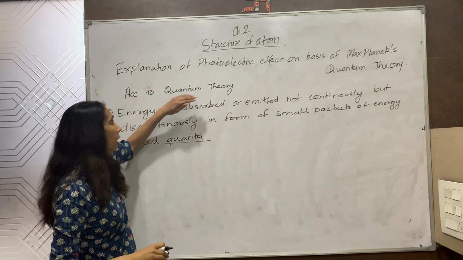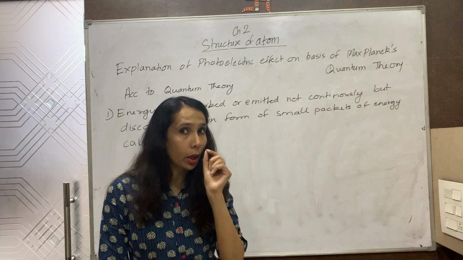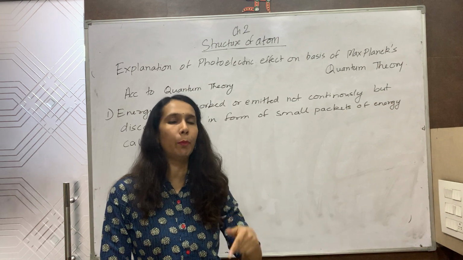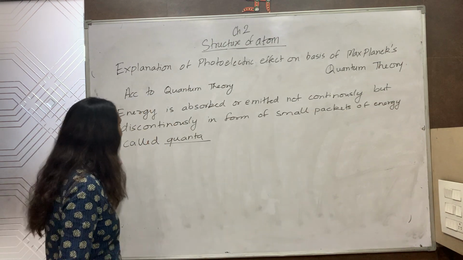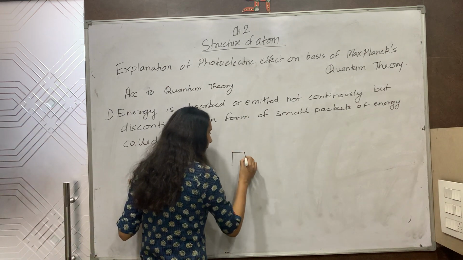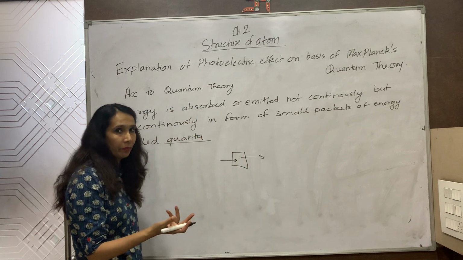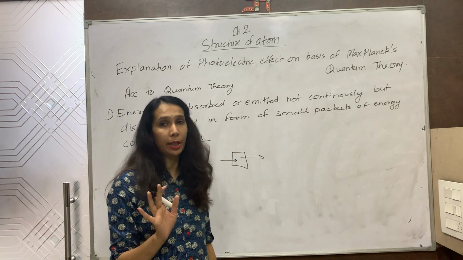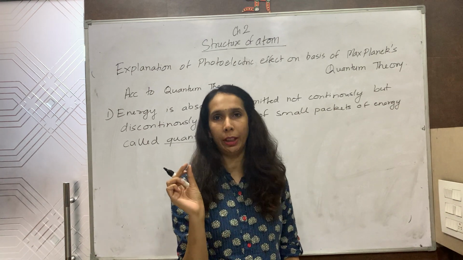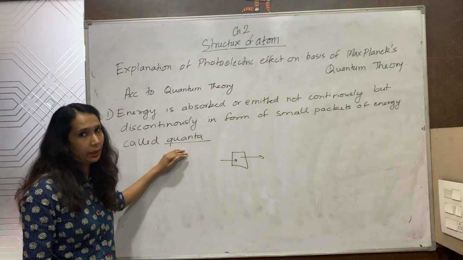Quanta is the plural of the word quantum. A single packet of energy is called a quantum and many packets of energy are called quanta. The quanta is just the plural of quantum. So what it says is that if any body is giving out energy or absorbing energy, it will not be done continuously, but in the form of small packets of energy. And these small packets of energy are called quanta.